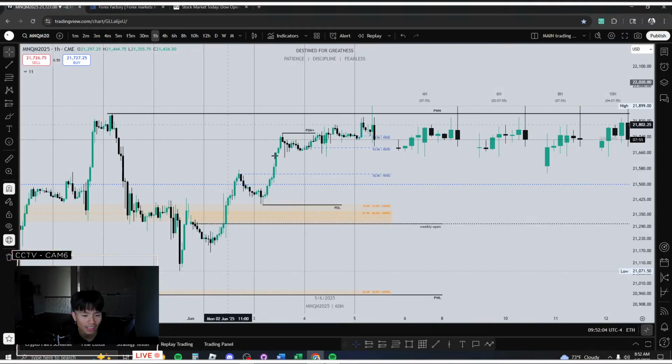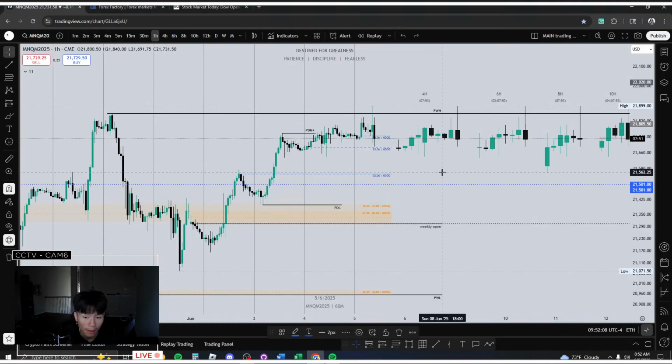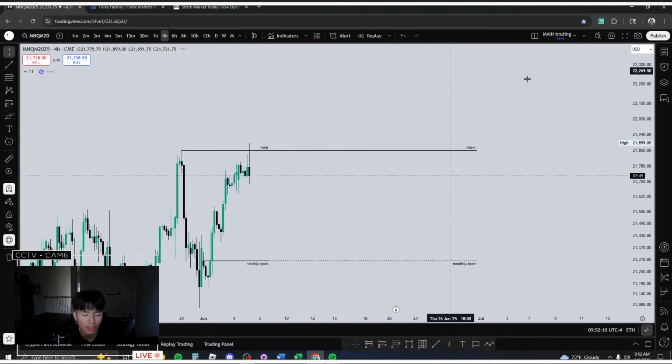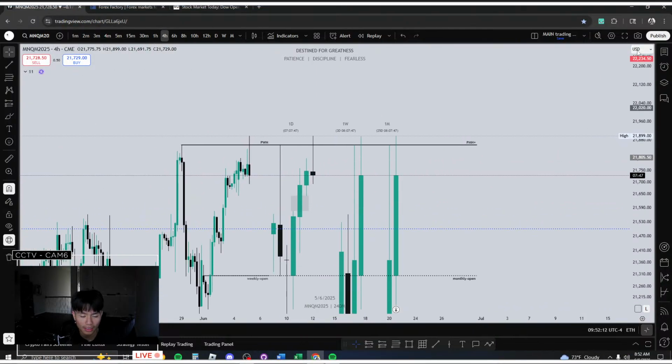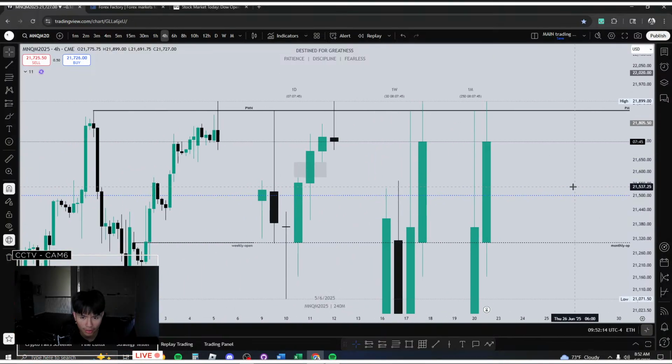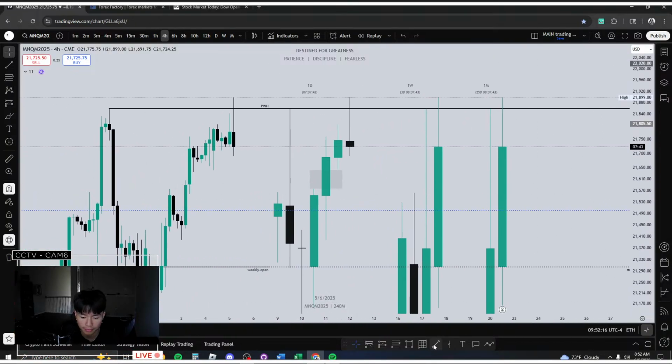Alright, let's actually get into the technicals here. I'm sure this is what you guys are here for. So let's take a look at the daily candle here to begin today's analysis. The daily candle today, or I guess previously, was an indecisive candle.